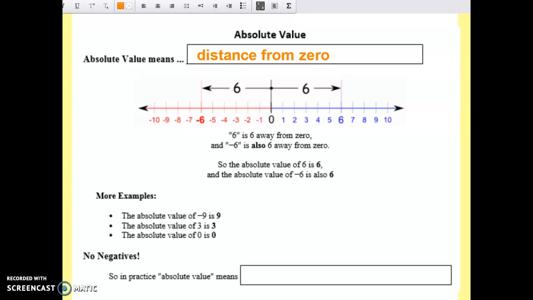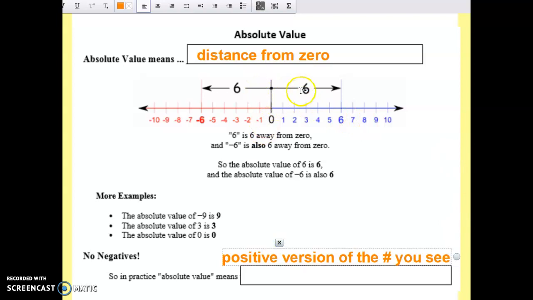So again, in math, we use numbers that fit certain situations. And absolute value is something that we use to represent positive values only. So again, no negatives. If we look farther down in our notes, in practice, absolute value means train yourself to think it is the positive version of the number you see. So it's the positive version of the number. I'm going to throw that up there so you can see it.